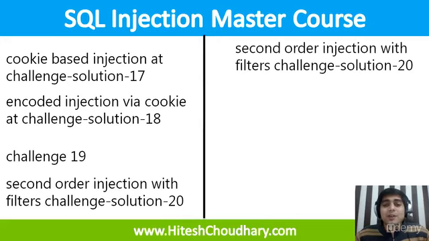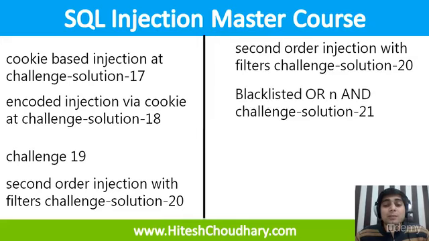After that we will be moving on to the second order injection with filters. So filters are really more powerful, and how to evade those filters you will be learning in challenge solution 20. And then we will be moving on to the blacklisted OR and AND. Since these OR and AND are doing such a massacre over web applications, people have started to blacklist them. But again, I'm here to help you with how you can evade those in your pen testing. I'll be teaching you that as well.